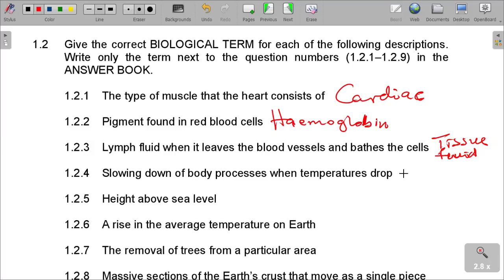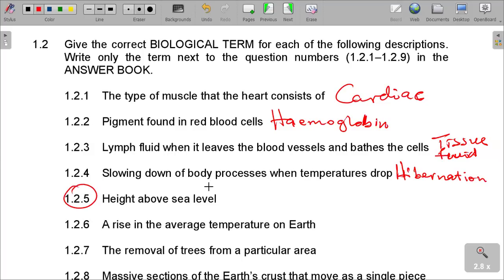It is called what? Hibernation. The slowing down of both processes when temperature drops is called hibernation. Number 5, height above sea level.